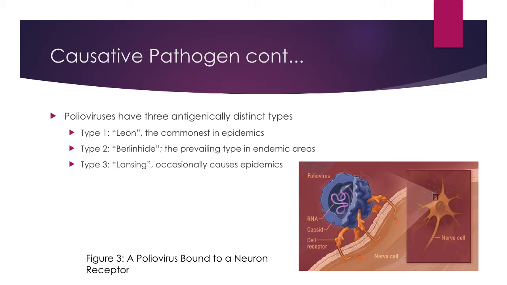And in figure 3, you can see the poliovirus is bound to the neuron receptor. Poliovirus can lead to paralysis.